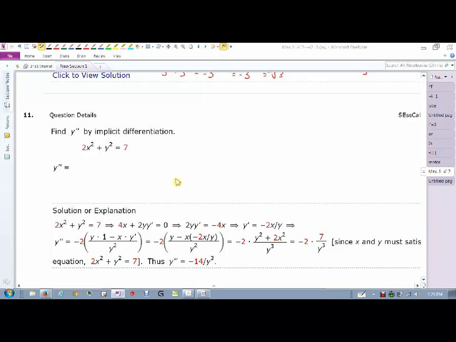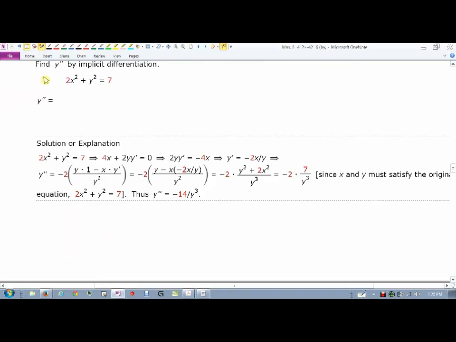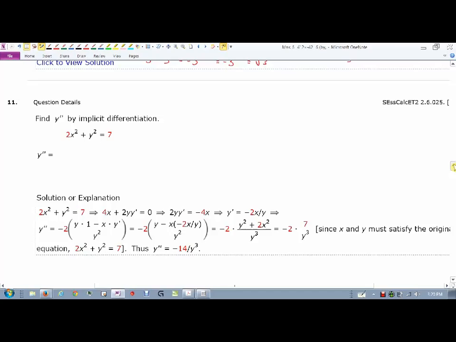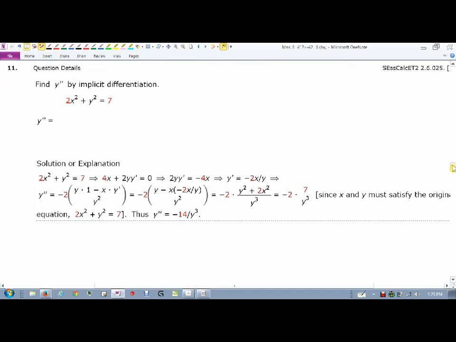All right, on number 11, we're being asked to find the second derivative of y. So we're going to use implicit differentiation here. Let me go ahead and take the derivative. Derivative of 2x squared is 4x. The derivative of y squared is 2y prime, using chain rule there, and equals derivative of a constant, which is 0. And then I'm going to need the derivative again.